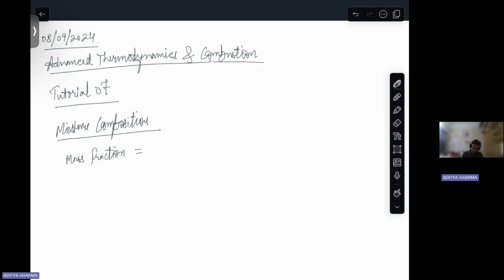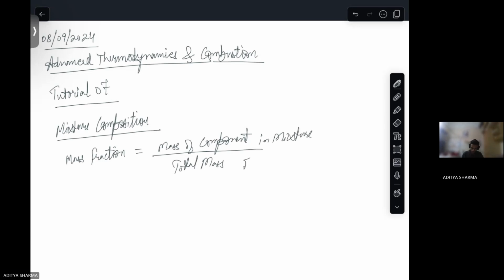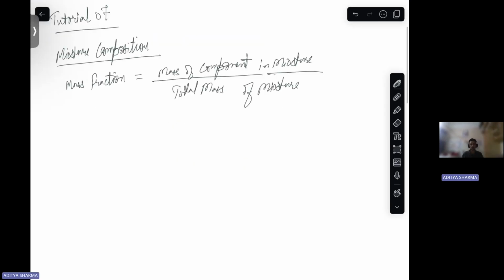Mass fraction basically is the mass of a component in a particular mixture over the total mass in the mixture. So this is your mass fraction.